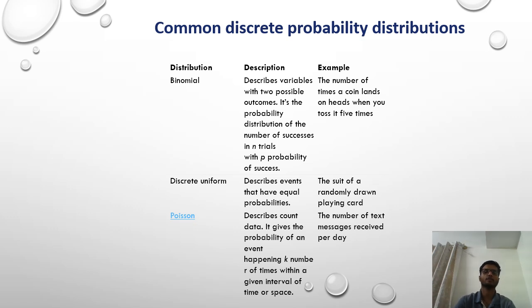Next, Poisson describes count data. It gives the probability of an event happening k number of times within a given interval of time or space. Example, the number of text messages received per day.